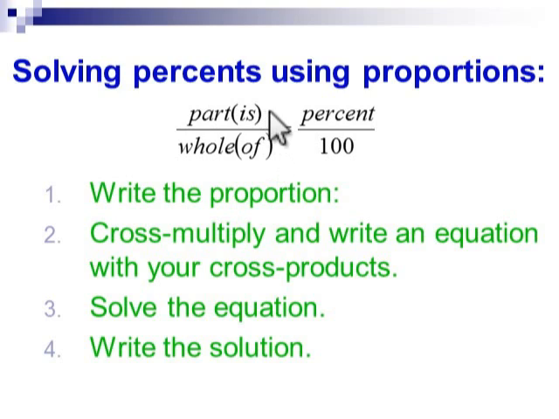A lot of people like to memorize that it's the number near the word is, over the thing near the word of. I don't particularly like that because you're not really showing any understanding, but if that helps you, feel free to go ahead and use it. So your job will be to write a proportion, cross multiply, and then write an equation with your cross products, solve the equation, and write the solution.